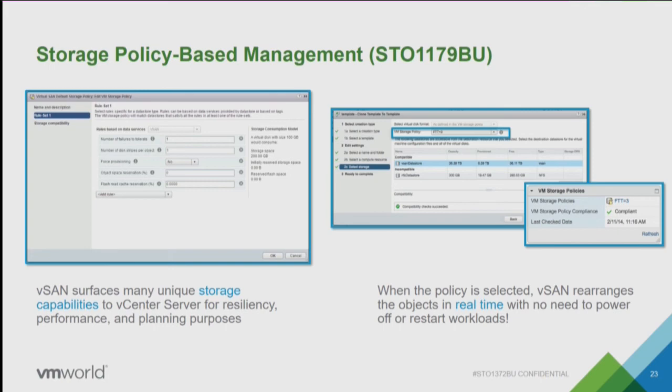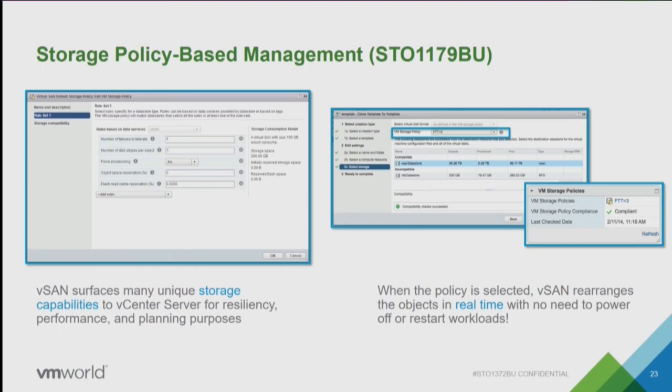So with storage policy-based management, we've got these FTTs, we've got our resiliency, we have our performance. As you can see, we have storage policy FTT by 3, right? When a policy is selected, vSAN actually rearranges the components of your objects in real time. You don't have to power things down. You don't have to restart workloads.